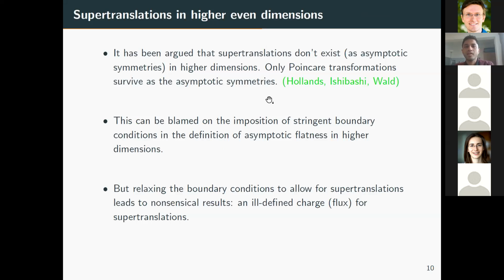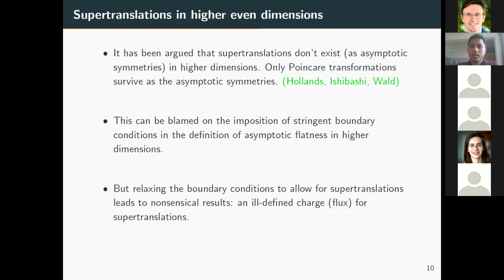As I already mentioned, it has been argued that there are no supertranslations in higher dimensions. The asymptotic symmetry group of higher dimensional asymptotically flat spacetimes is just the Poincare group. The reason for this is that in 4 dimensions, you cannot get rid of supertranslations without also getting rid of the radiation. So they both come together. But in higher dimensions, you can get rid of supertranslations, but still allow for the gravitational radiation.